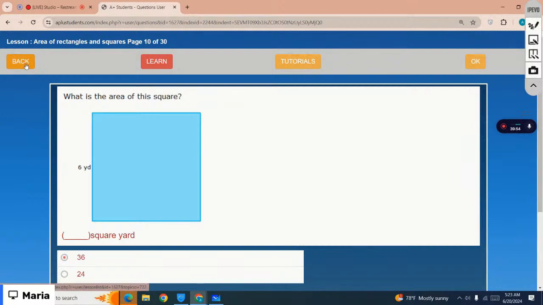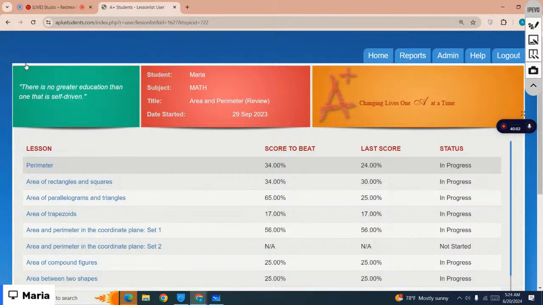Okay, you can complete the lesson by yourself later today. Let's just move on to the next lesson. The next one is area of parallelograms and triangles. Let's just start with the next lesson.